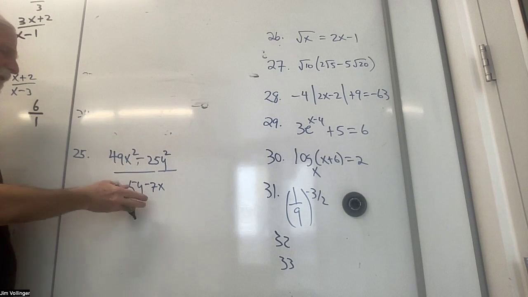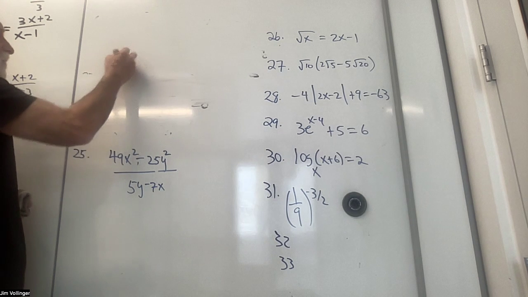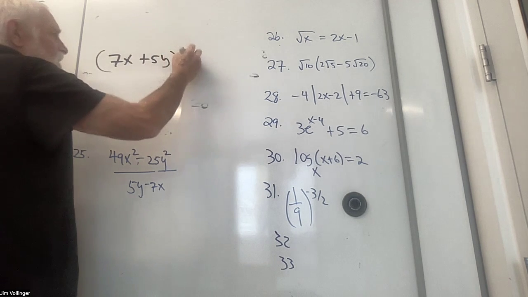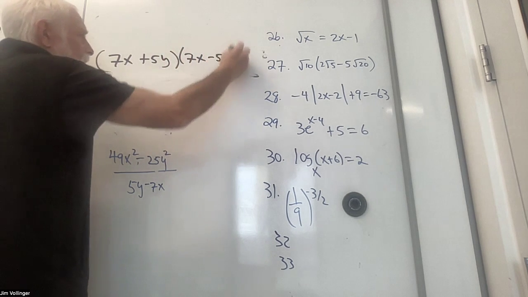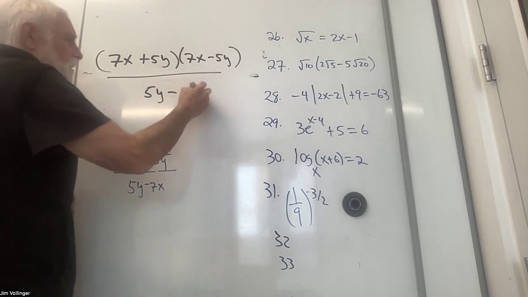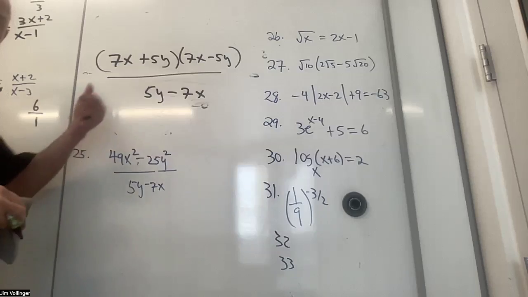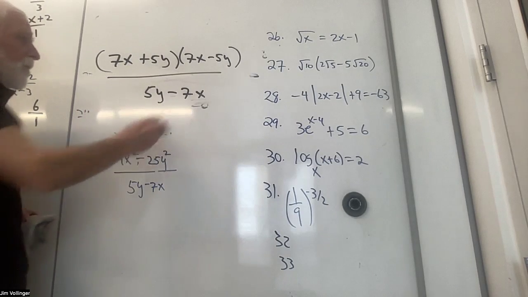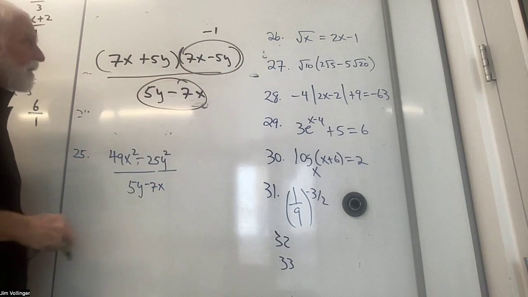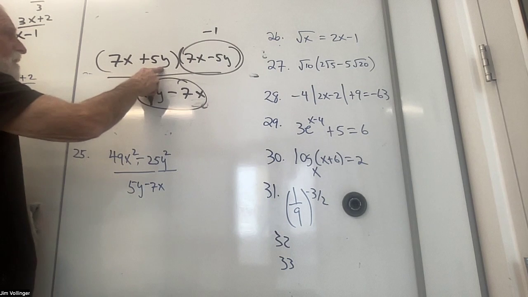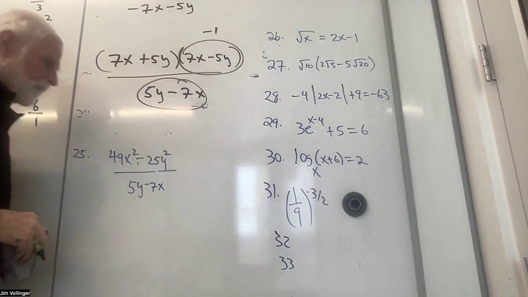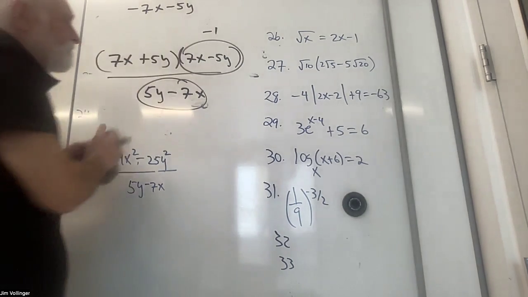So I'm going to factor this. That's how you reduce fractions. So I see a difference of 2 squares, 7x plus 5y times 7x minus 5y. And that's being divided by 5y minus 7x. Well, if you did pause the video and reduce that fraction I gave you 2 minutes ago, you'll know that that goes into that minus 1 times. And if I multiply minus 1 times 7x plus 5y, I get minus 7x minus 5y. All right, so now we're over here.